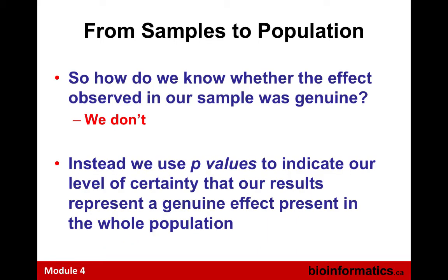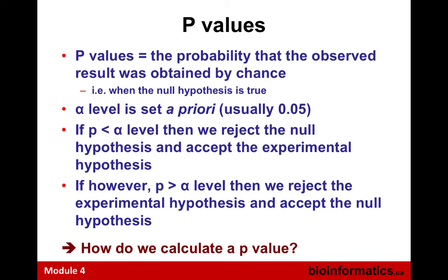We don't know what the population is, and we don't know what the truth is. Instead, we use the p-value to indicate our level of certainty that our result represents a genuine effect in the whole population. The p-value is the probability that the observed result was obtained by chance. If there's no real effect and it's just random, what's the chance you would see such a result? You have your model and you can compute that chance.